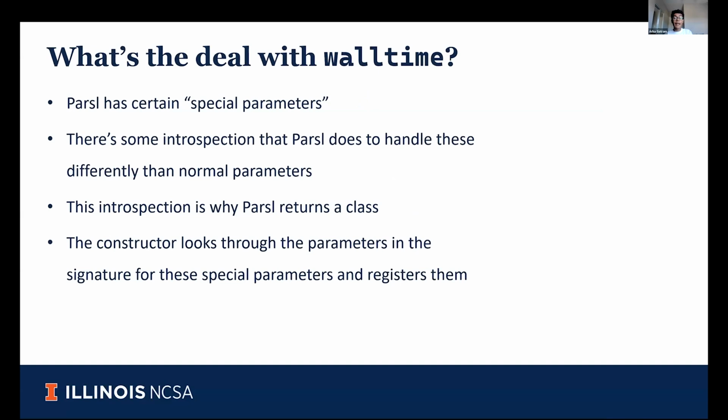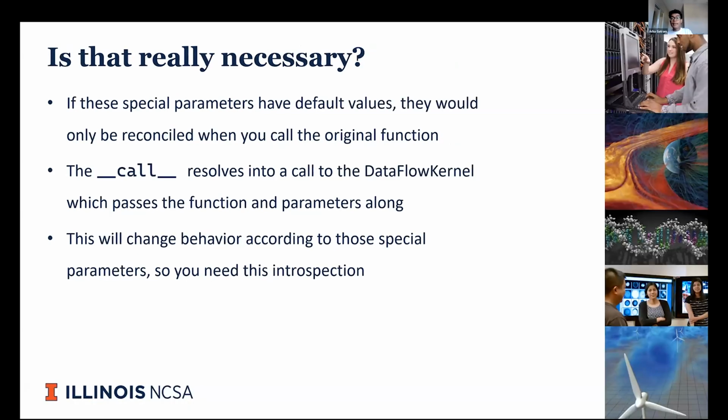You might have also noticed that I specifically chose a parameter called wall time. Parsl has certain special parameters that have some extra behavior associated with them, and there's some introspection that Parsl does to handle these differently than normal parameters. That introspection is part of why Parsl returns a class, because the constructor inside of it looks through the list of parameters in the signature, and if it finds the special ones, it registers them in some way. You might be thinking, is that really necessary? Why do we need to do this in Parsl?